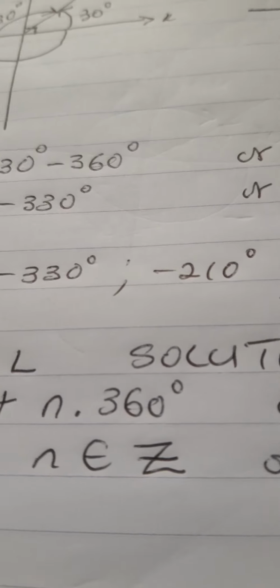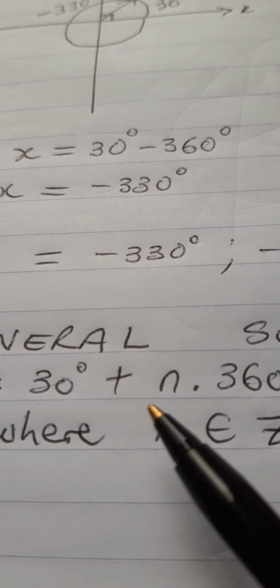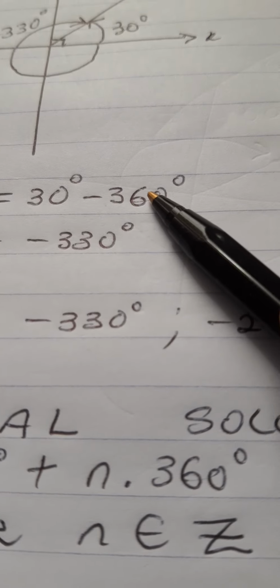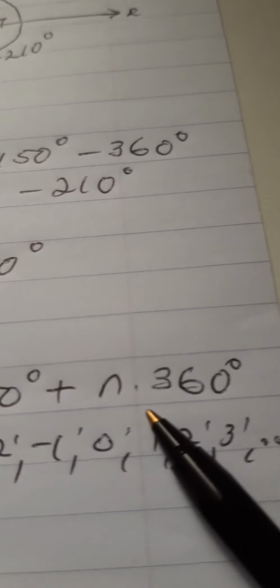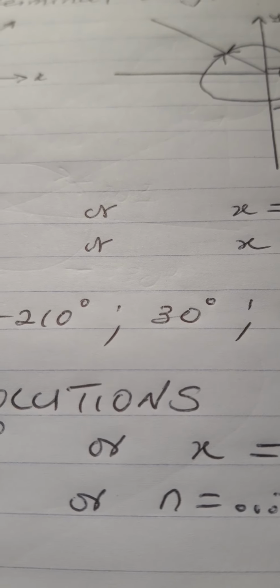Let's go to the negative. When n is equal to -1, what are you going to get? You're going to get 30 minus 360 degrees, which is our negative angle. You also get 150 degrees minus 360 degrees. Thank you.